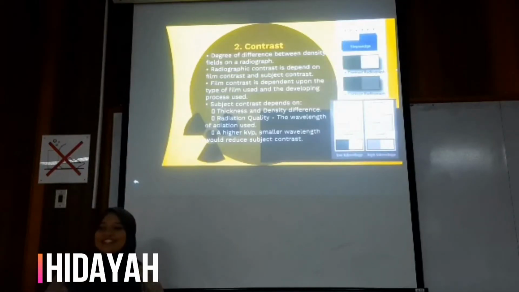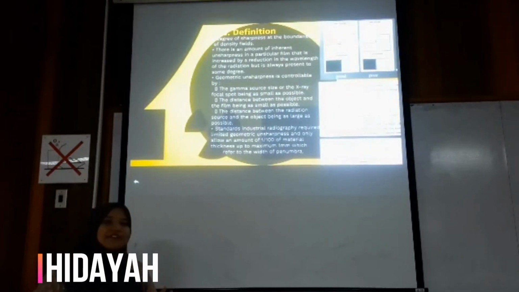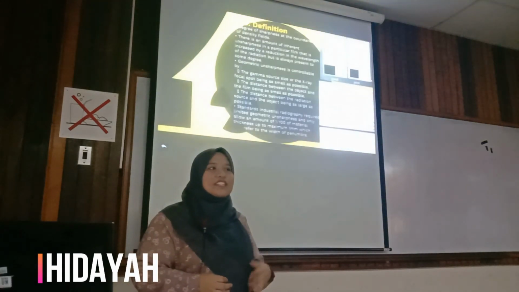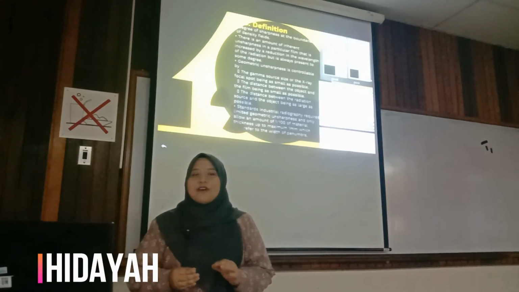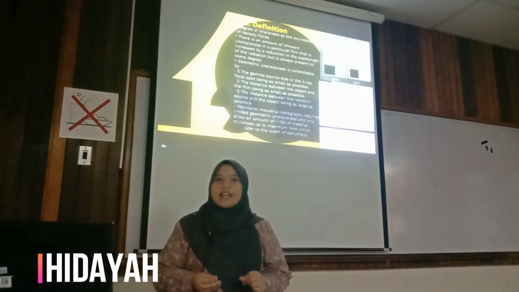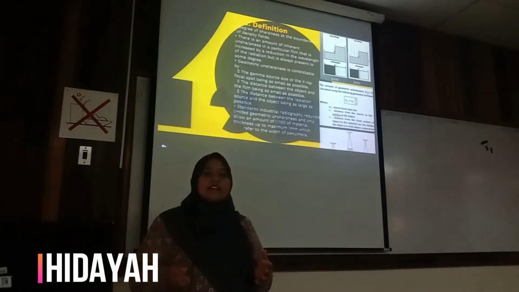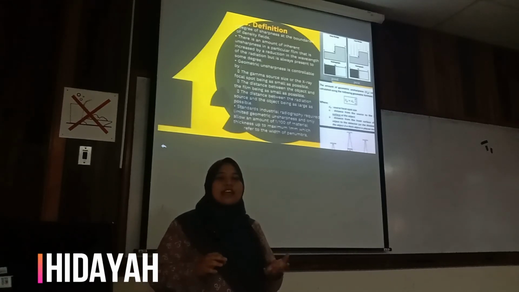So we can look at the third and last factor of the image quality, which is definition. Definition is the degree of sharpness at the boundaries of density field. So definition is the degree of sharpness at the boundaries of density field, and usually in the image there is an amount of inherent unsharpness formed as we use a high energy X-ray or gamma source.